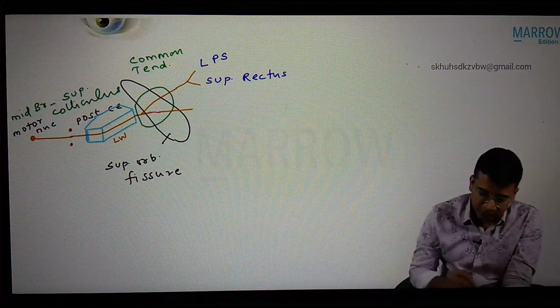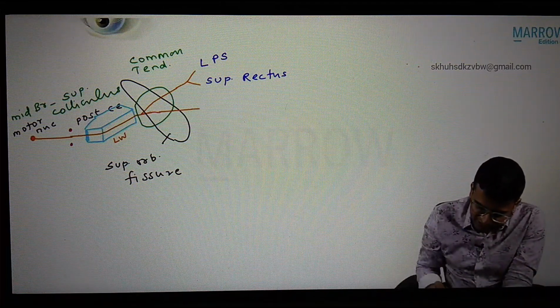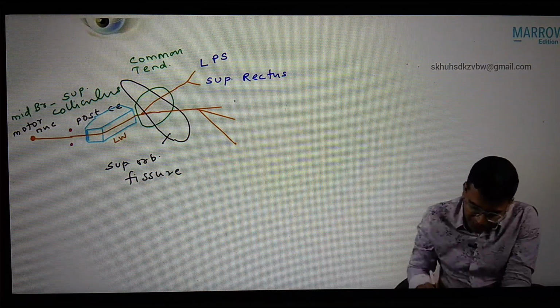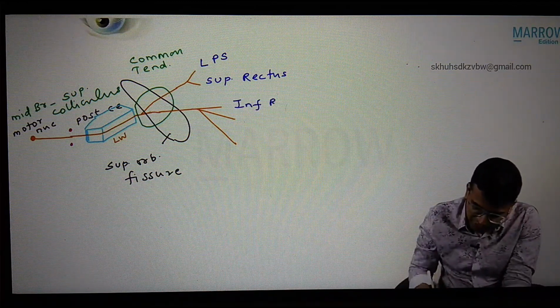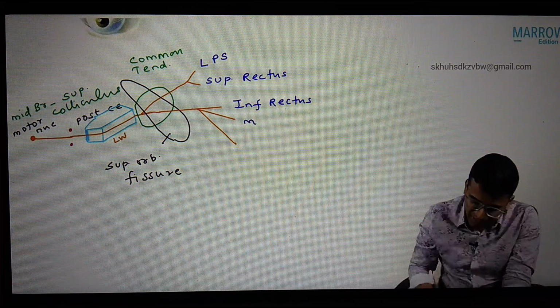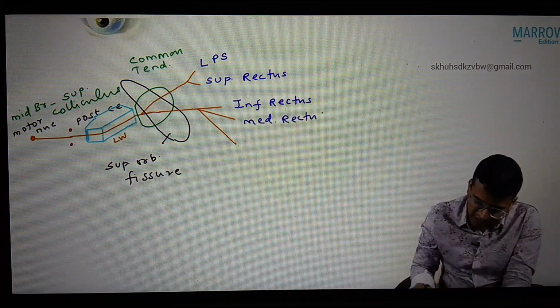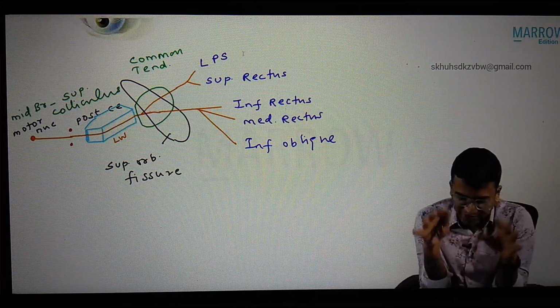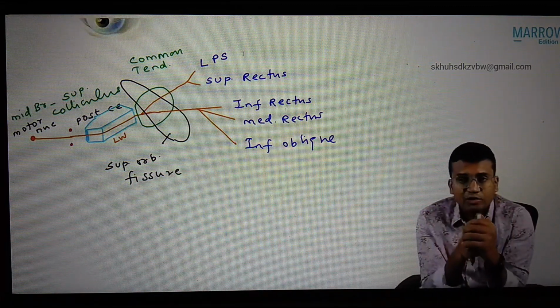Now the inferior division in turn gives a branch to three more muscles. What are those? It gives a branch to inferior rectus, medial rectus, and also to inferior oblique. These are the five muscles supplied by our oculomotor nerve.